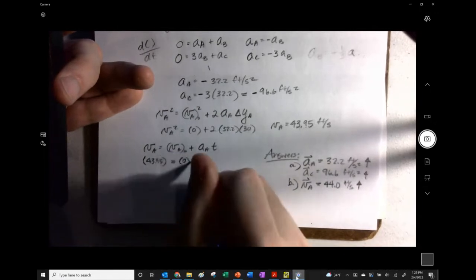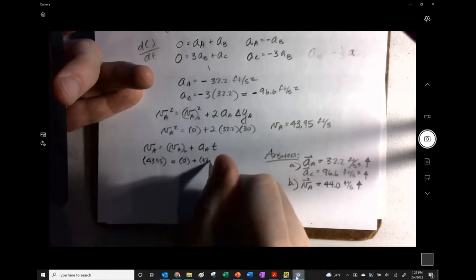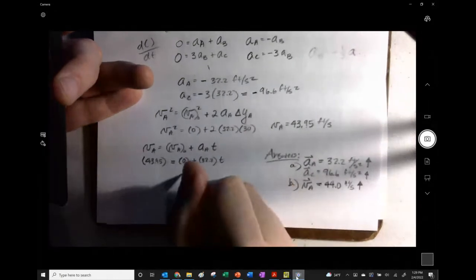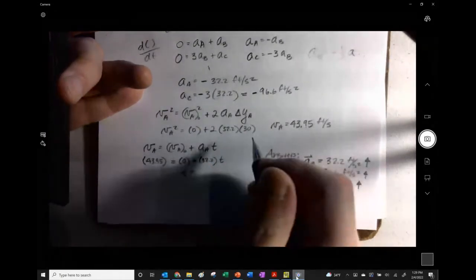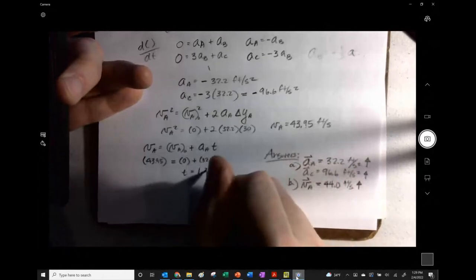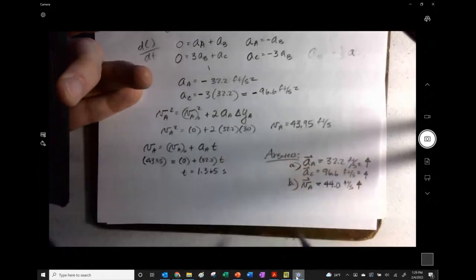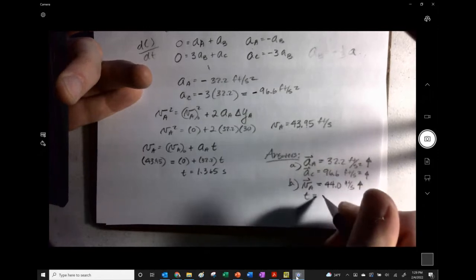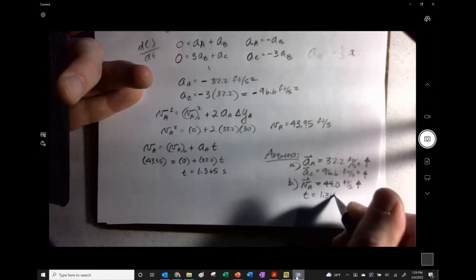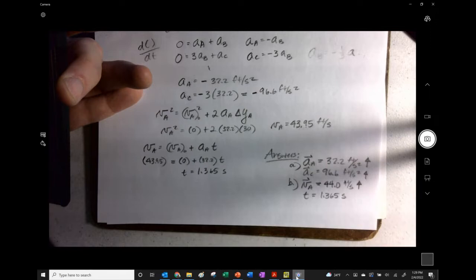So I'll write that out too. So this is, it starts from rest, 32.2, here's T. So if we divide 32.2 in there, we should get 1.365 seconds. So the second part of that should have been 1.365 seconds.